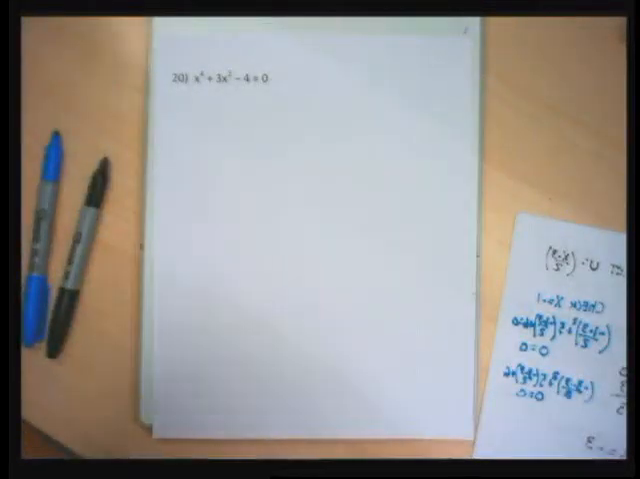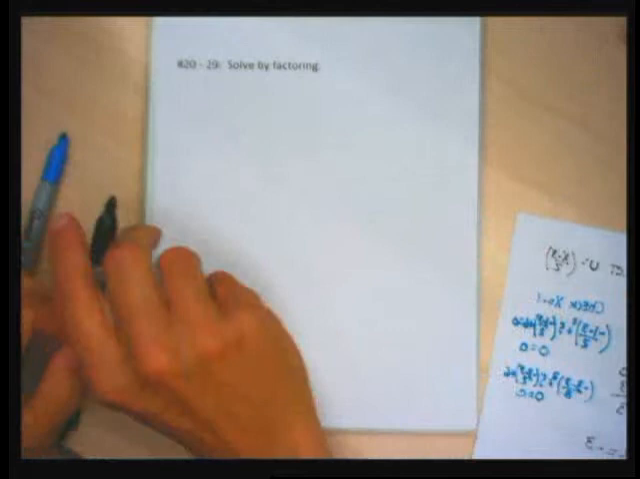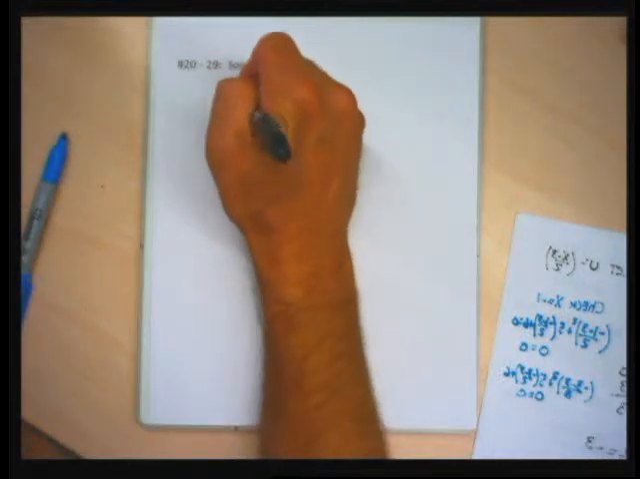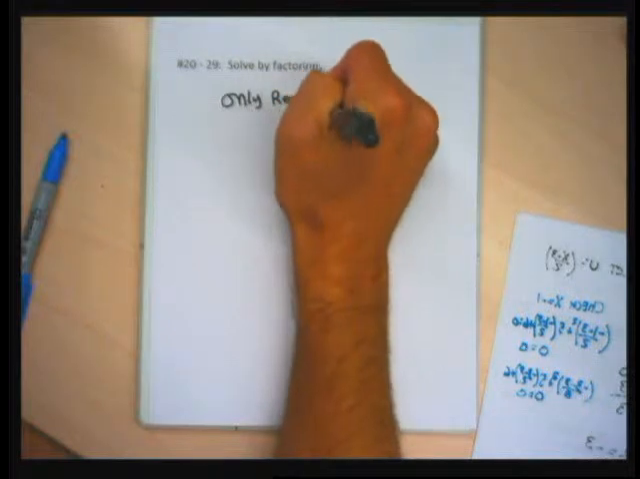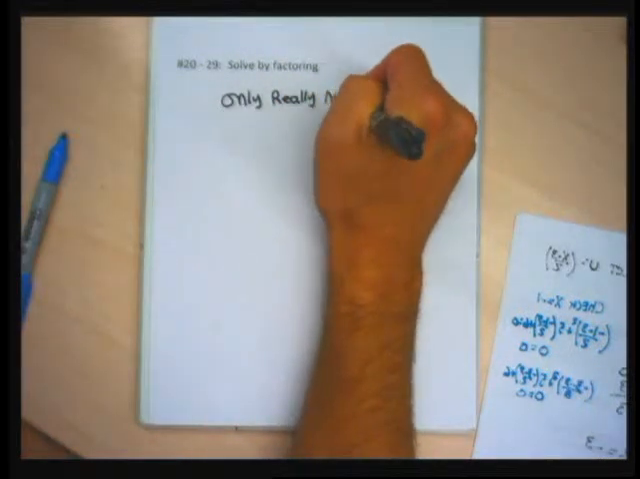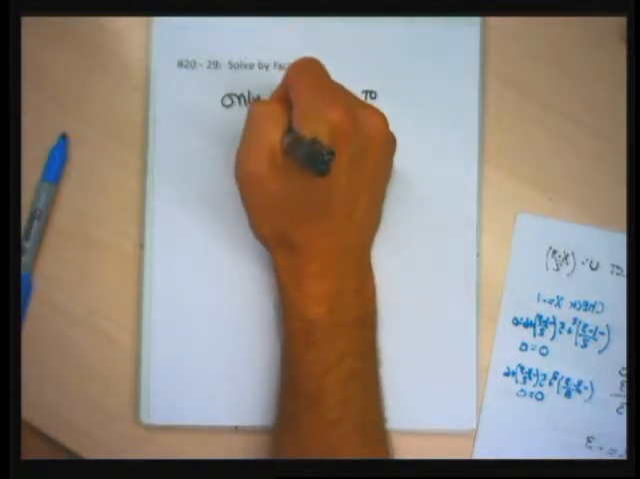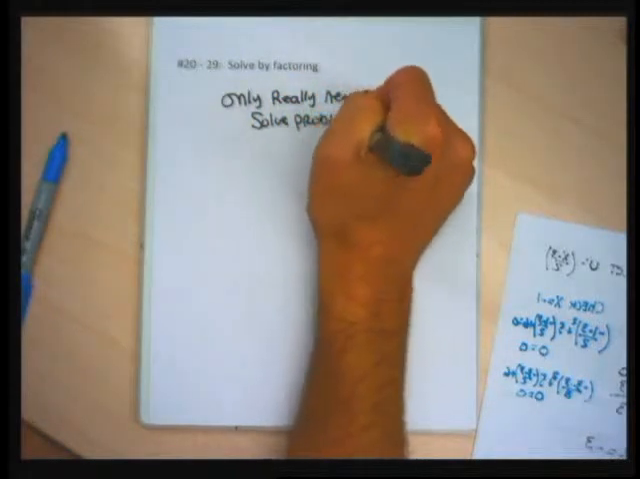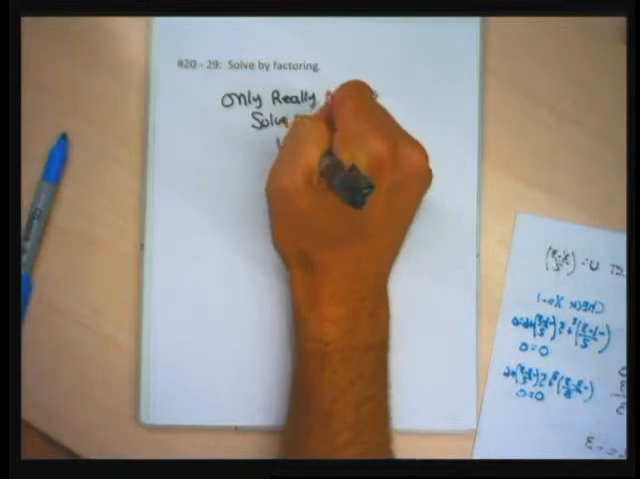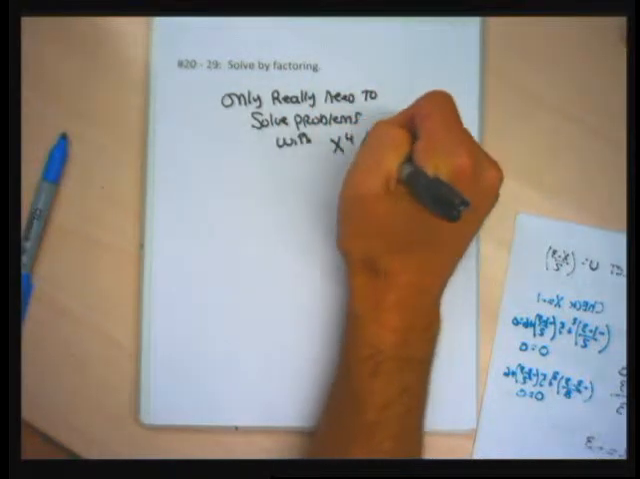The last group of problems, the only ones that you're responsible for are the ones with the x to the fourth, or the x to the fourth and the x squared. So you only really need to solve the problems with the x to the 4/x squared.